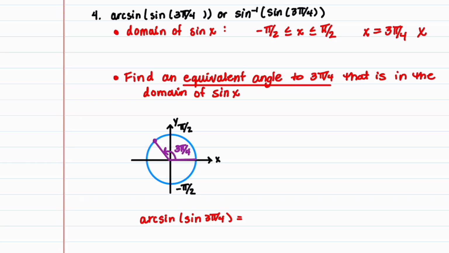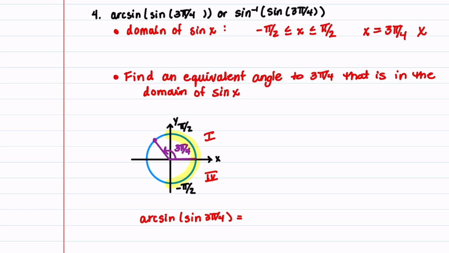The first thing to do is to plot our angle, which I've already done here in purple. Our angle is 3pi/4. Since the domain of sine x is between -pi/2 and pi/2, our angle needs to be in the first or fourth quadrant. Sine is related to our y value, and our y value for this point is positive. So that means our equivalent angle must be in the first quadrant where y is also positive.